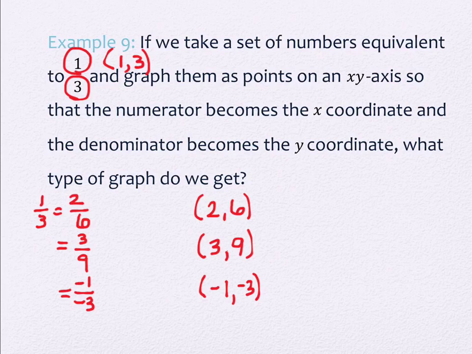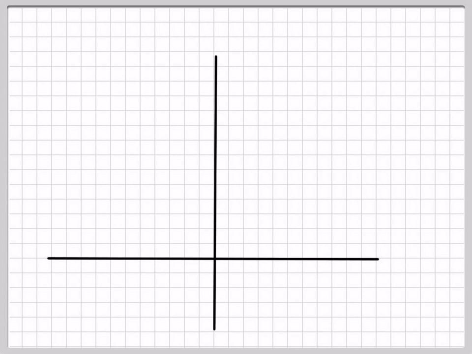So we're going to take these 4 points, the original (1, 3), and then the 3 that we just created, and we're going to put them on an XY axis. Okay, so draw yourself a graph. And we're going to plot these points. So we have (1, 3), (2, 6), (3, 9), and (-1, -3). What kind of a graph is this forming? It's linear. Yeah, it's linear.